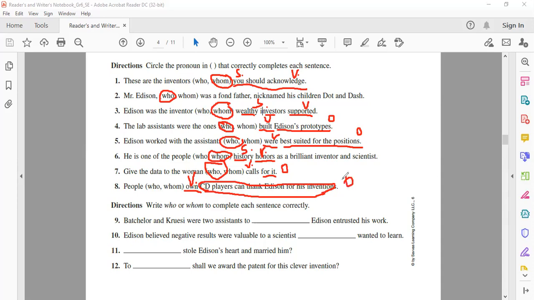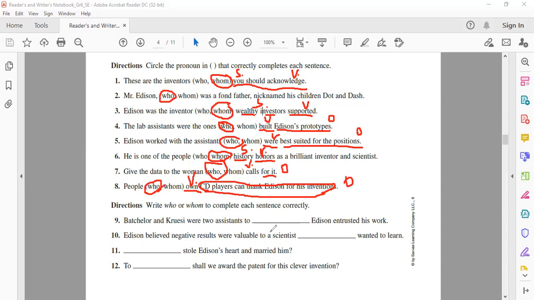So what do we miss, Ghalia? We have object and we have verb. So what is missing? The subject. So who or whom? Who. Excellent. Let's go for the next question.